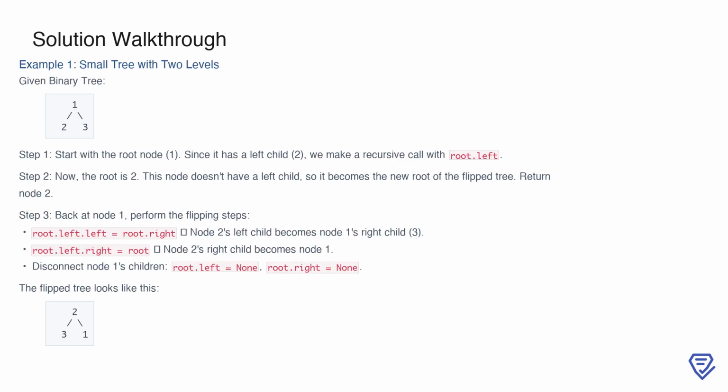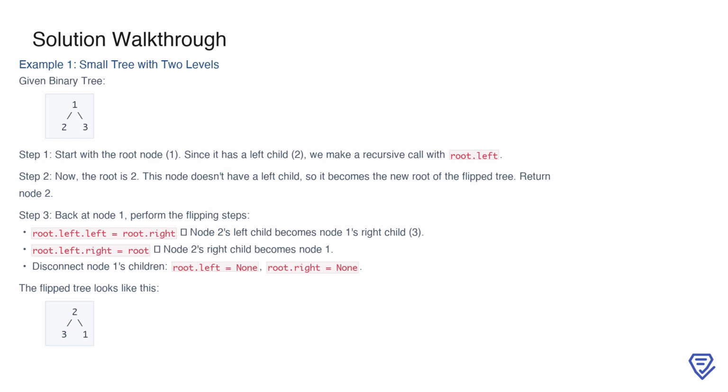Here, we start with a simple binary tree that has two levels. The root node is 1, with left child 2 and right child 3. To flip the tree, we begin at the root, which is node 1. Since it has a left child, node 2, we make a recursive call with root.left.